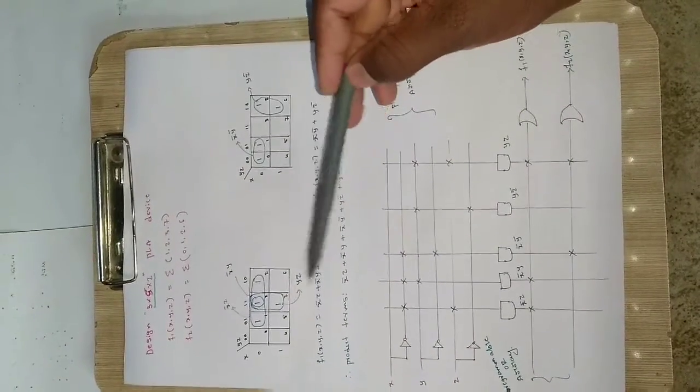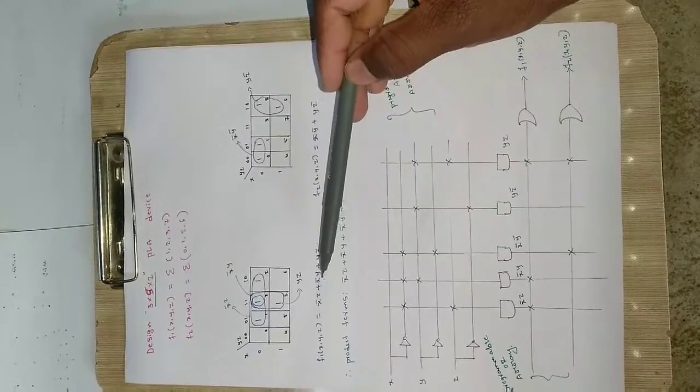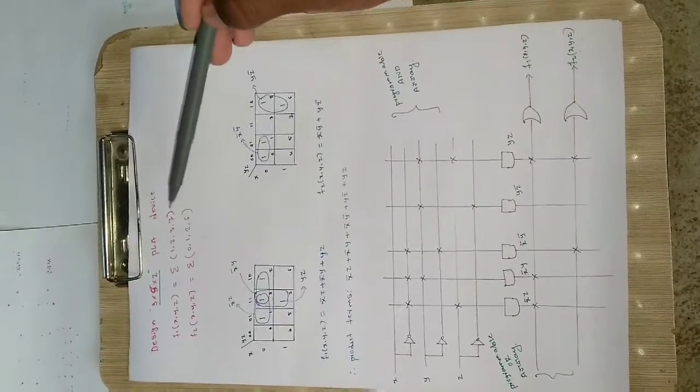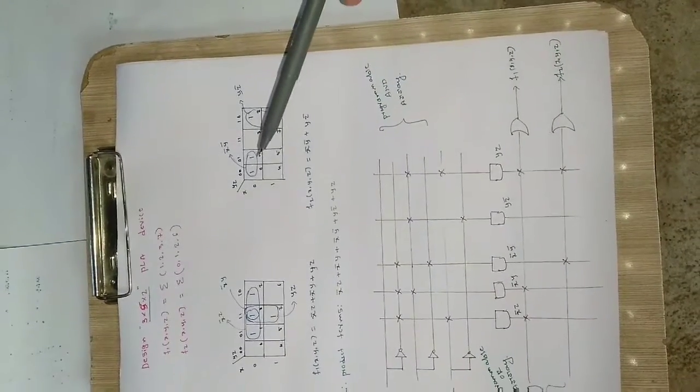So I will combine these: x bar into z plus x bar into y plus yz. So I'll be getting f1 in terms of the variables. As you can see, these were the minterms and now it has been converted to variable form. And similarly we do it for the second one.